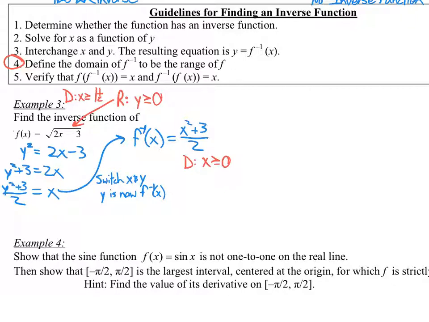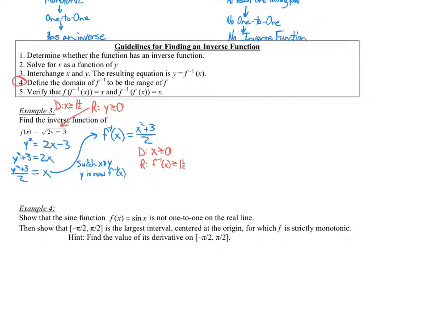And by the way, we know that the range of this inverse function would also be from 1.5 to infinity. So f inverse of x is greater than or equal to 1.5. Now, we can also verify here that f of f inverse equals x and f inverse of f equals x. So let's just do that real quickly here.